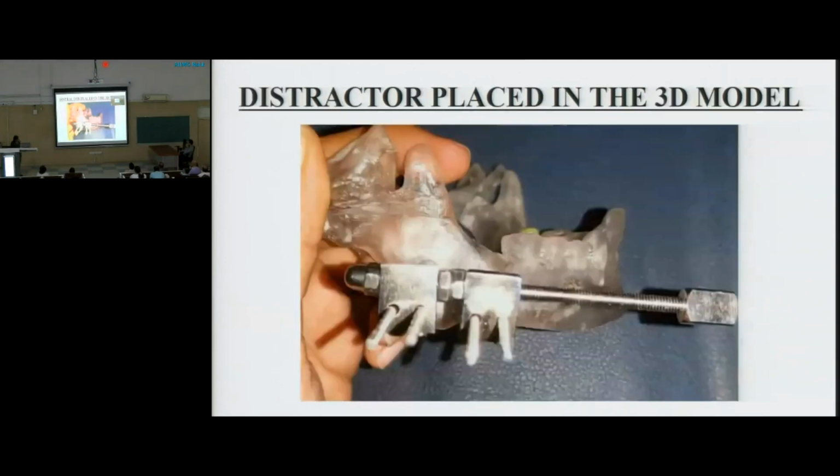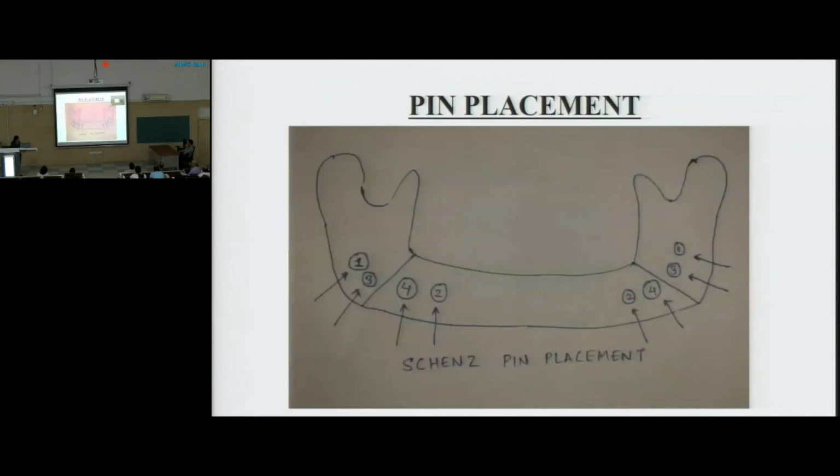And then the distractor was placed in the 3-dimensional model, and the stent which was placed was also taken intraoperatively to decide where the distractor has to be placed. And then the pin placement was also planned pre-operatively. We have to place simultaneously, in proximal and distal segment, the distractor pins have to be placed.